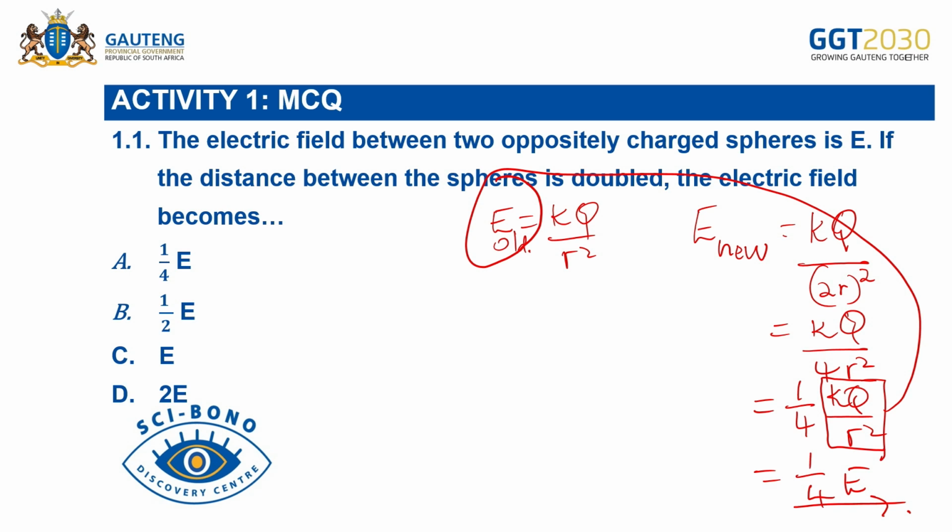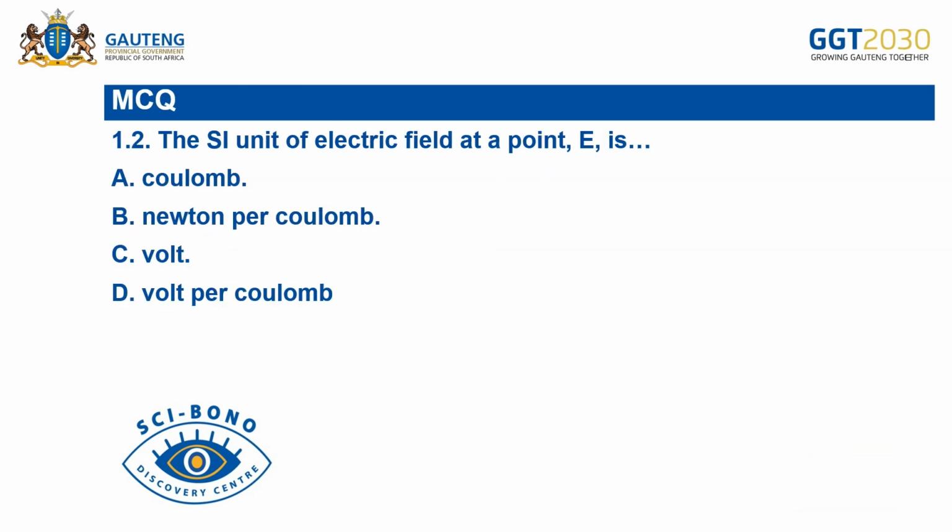These are some of the things that you need to understand. So the correct answer here will be 1 over 4 E. Choose the correct equation and then use that equation to get what we are looking for. Then, the SI unit of the electric field at a point is, this one is straightforward.